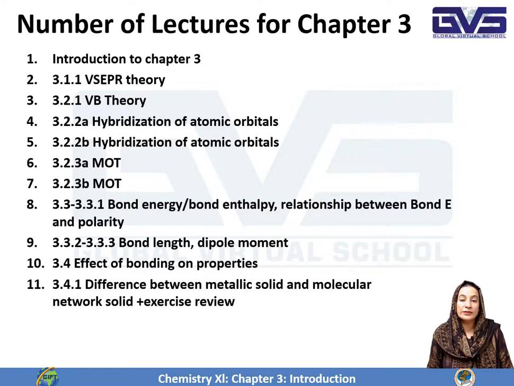And students, we will discuss chapter 3 in 10 to 11 lectures. We will discuss valence shell electron pair repulsion theory and valence bond theory in one lecture, and after that we will discuss hybridization in 2 lectures in detail with different examples, and we will discuss molecular orbital theory in 2 lectures, applying this theory's postulates to different molecules, and then we will discuss bond energy or bond enthalpy and the relationship with polarity.